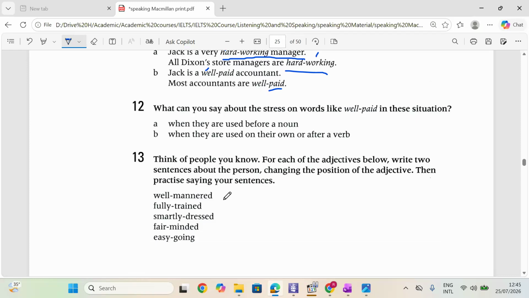Okay. For exercise 13, we have some compound adjectives here: well-mannered, fully trained, smartly dressed, fair-minded, easygoing. What I simply need you to do is to make sentences using these compound adjectives. Make a sentence in which you use the word well-mannered. Another sentence for fully trained, and so on. Can you form your sentences, write them down, then read them aloud.